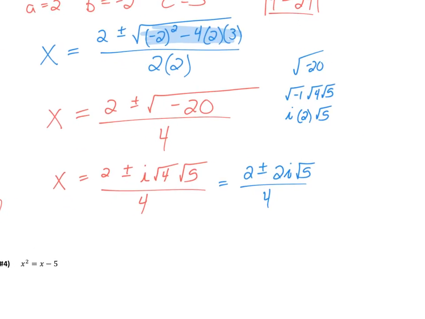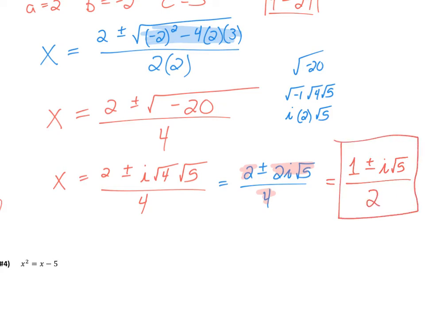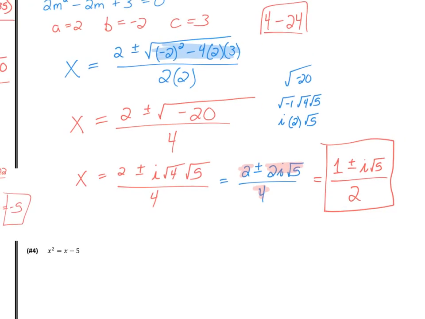Okay, and we are almost there. If you look, there's 1, 2, 3 terms. Each of those terms can be divided by 2. If we divide 2 by 2, you get 1. So it's 1 plus or minus 1i times square root of 5, all divided by 4 divided by 2 is 2. So it's 1 plus or minus i square root 5 over 2.